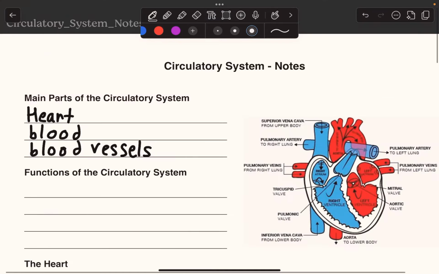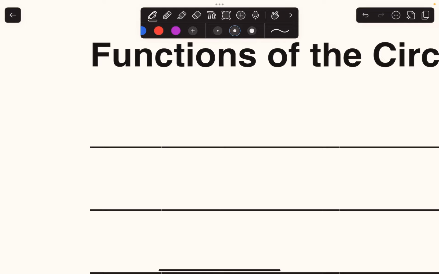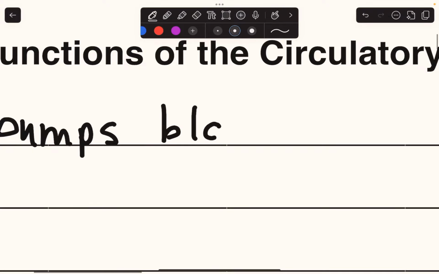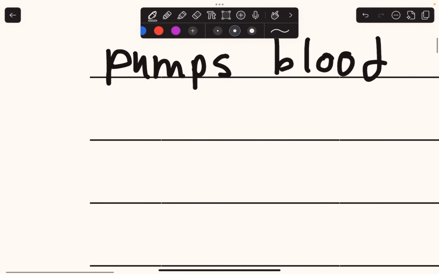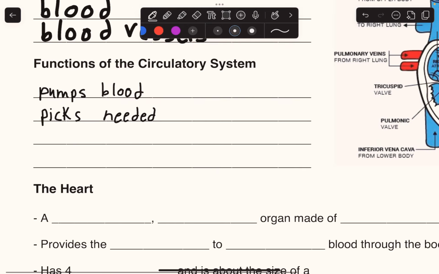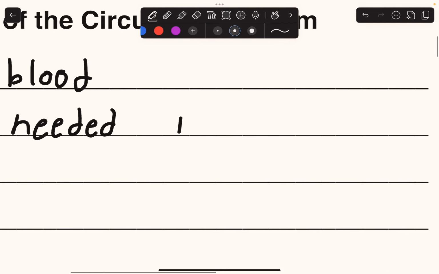Now we'll go to the functions of the circulatory system. First of all, it pumps blood through the whole body, okay? Second, it picks up needed materials from, like, the heart and takes them to places where they need to go.